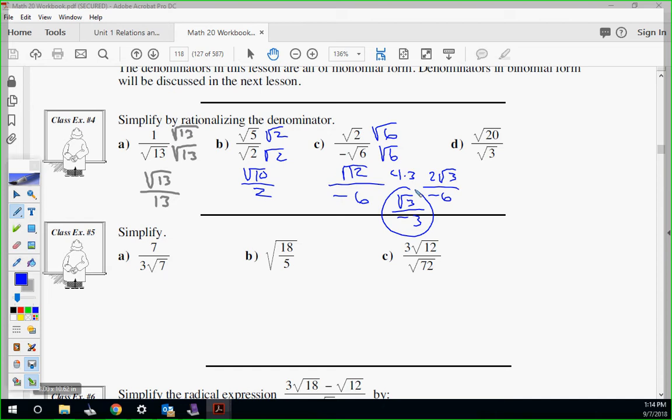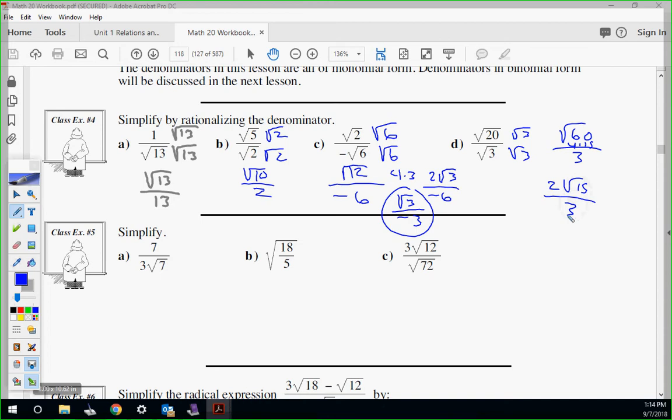Okay, go ahead and try D. See if you can get D and simplify it on your own here. I'll pause the video. So we should have got, okay, so we can go root 3, root 60 over 3. Root 60 breaks down to 4 times 15. So you should get 2 root 15 over 3. And that's as far as you can go.